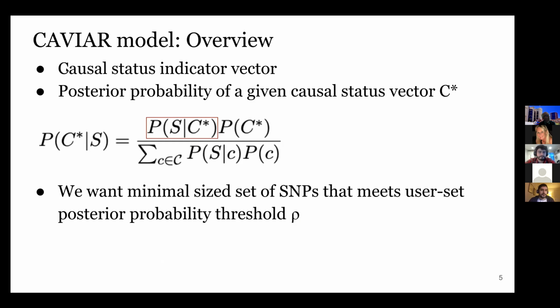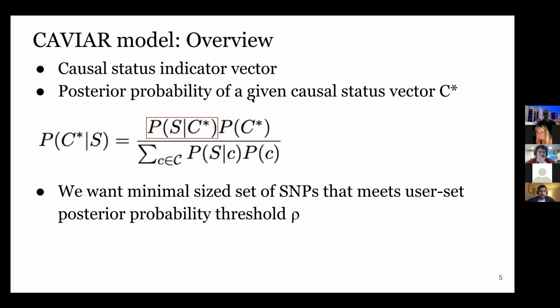And first, I'm going to define something called a causal status indicator vector. This vector is just a vector of indicator variables. There's one variable for each SNP in a locus, and the variable is 1 if that SNP is causal and 0 if that SNP is not causal.